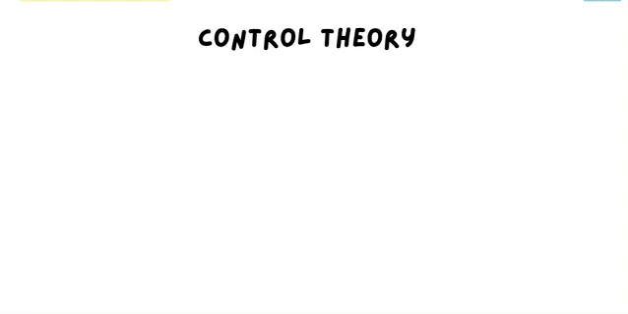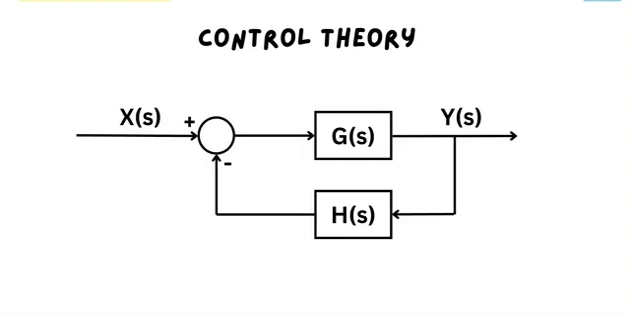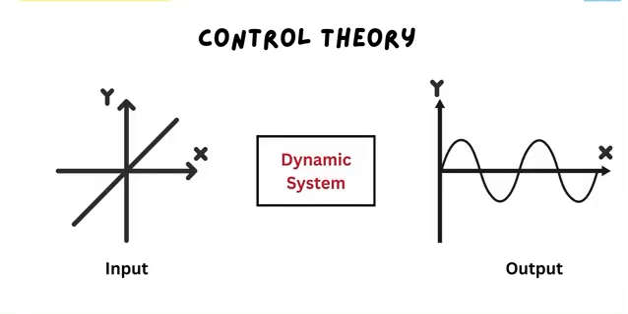Then we have control theory. Control theory focuses on regulating systems to achieve desired outcomes by automatically adjusting inputs based on feedback. It ensures stability, efficiency, and precision in dynamic systems.